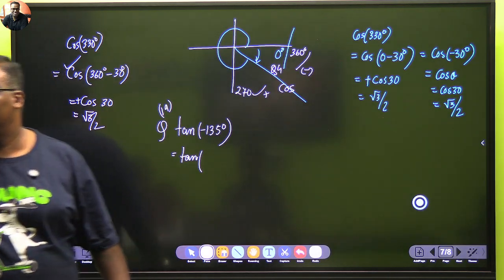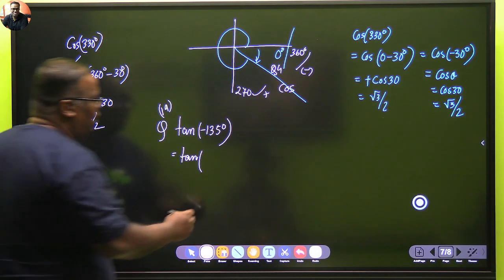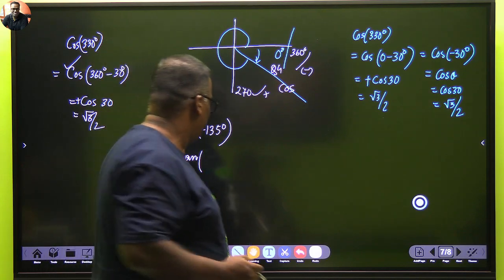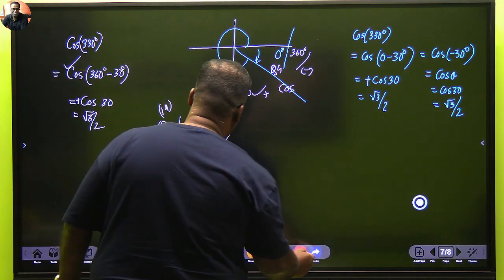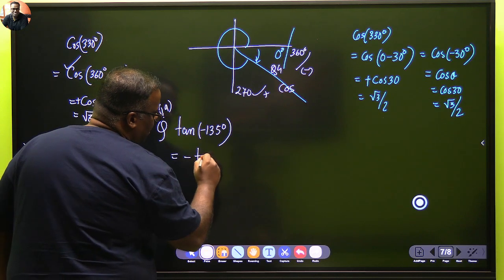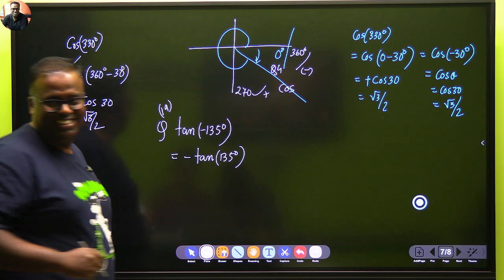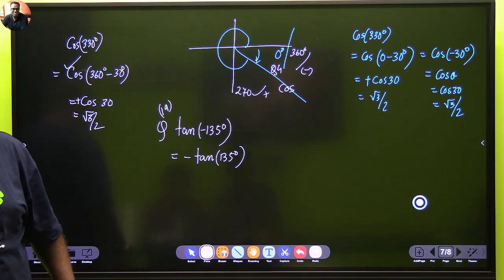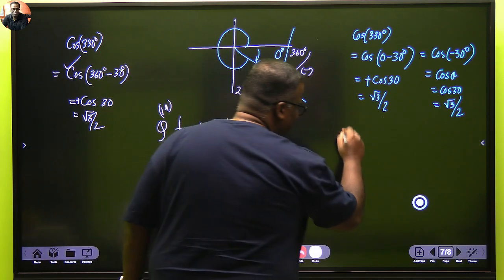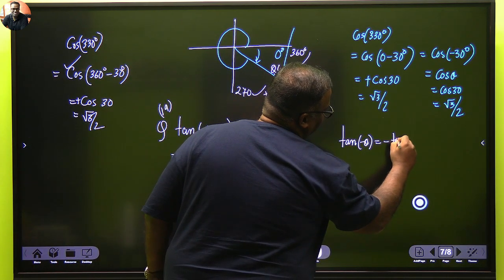How much? 270 minus, हाँ, तो can I write it as 270 minus 1, but you need to get minus, so can I write this like this, which you are not using your funda? Is this not same as negative tan 135? Yeah, tan is an odd function. Tan of minus theta is minus tan theta. Did we not learn that? Tan of minus theta is minus tan theta.